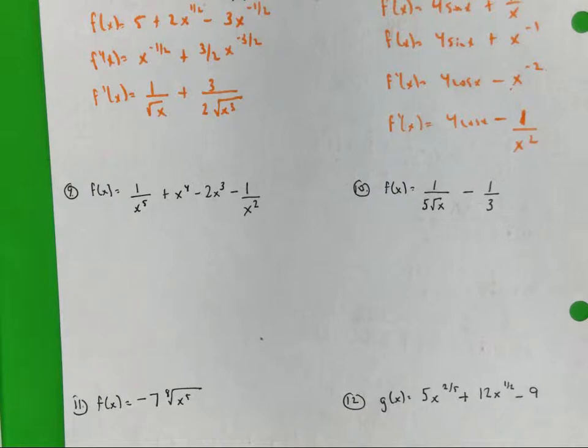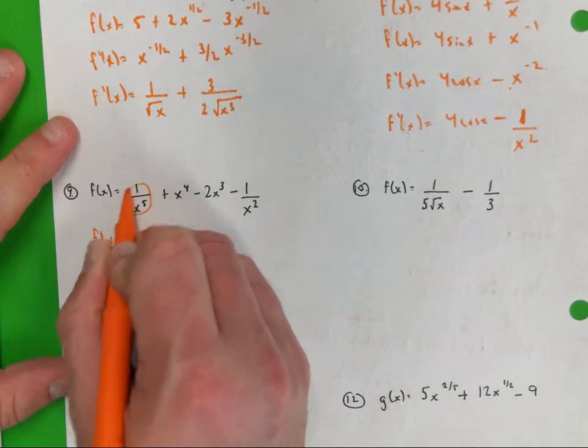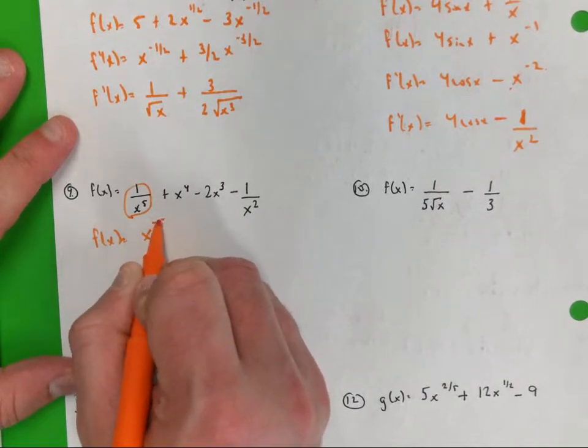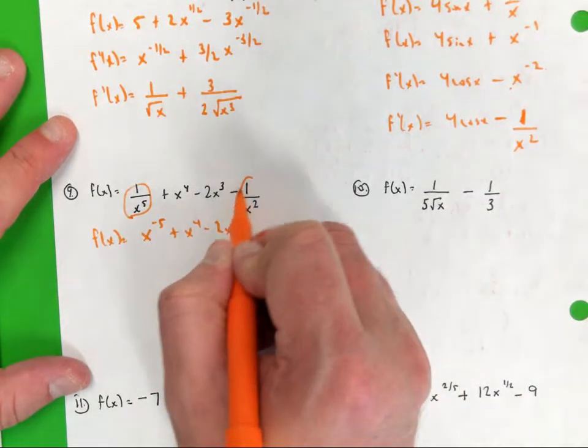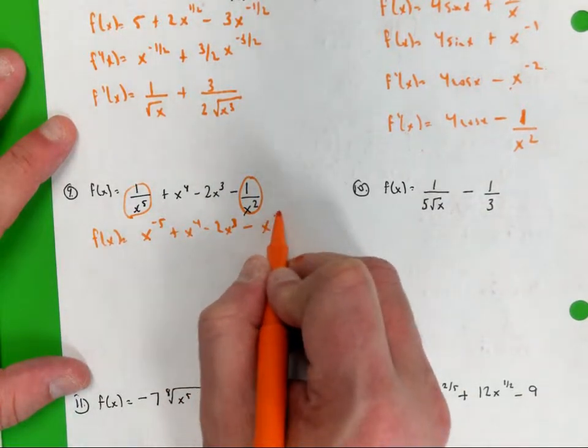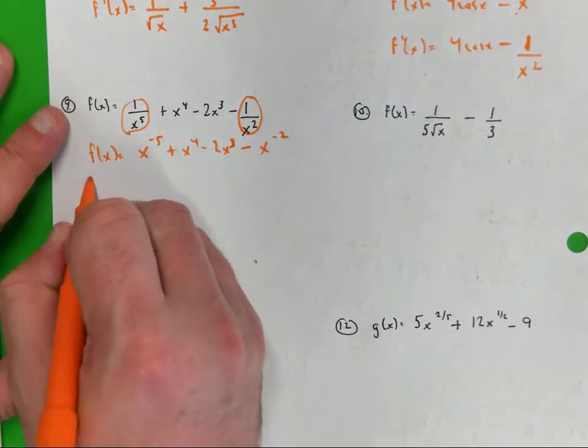Number 9. Do I need to rewrite anything in number 9 before we begin? Yes. How do I rewrite this first term right here? X to the what? How do I rewrite this term? X to the negative 2nd. Very good. Now I'm ready to find my derivative.